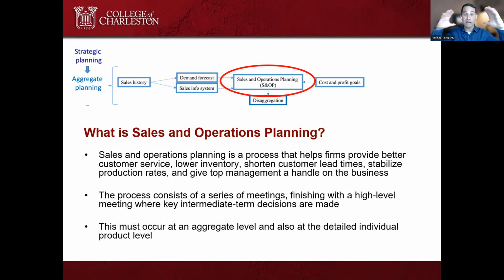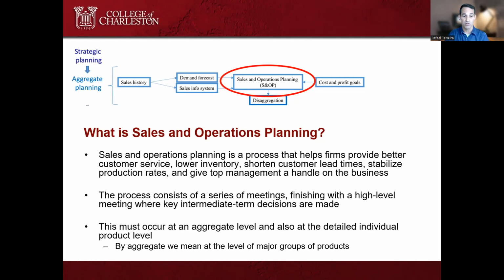This must occur at the aggregate level and also at the detailed individual product level. Remember, I told you in the last video that we're talking about families of products first: iPads, iPhones, laptops, desktops, big families of products. And then after that, break down into the specific products that the company sells and produces, okay?